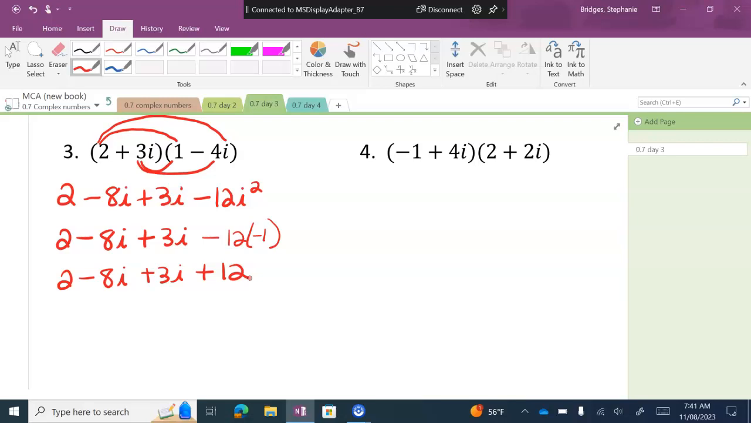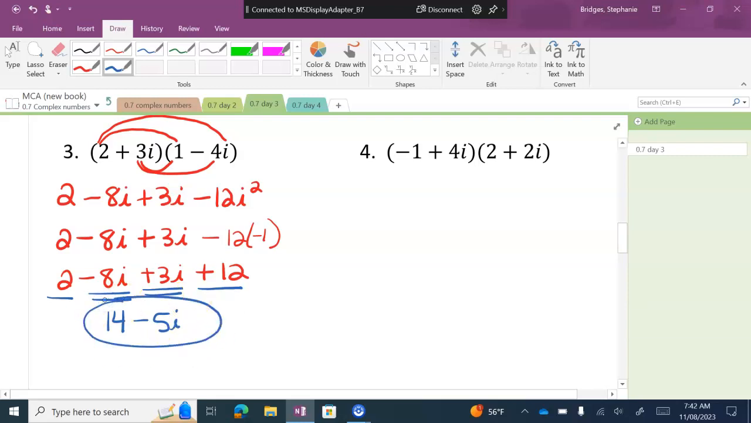And now, just like we did yesterday with the adding and subtracting, we combine our like terms, starting with the 2 that don't have the imaginary. 2 plus 12 is 14. And then the 2 that do have the imaginary, a negative 8i and a positive 3i, is going to be negative 5i. Is there anything else I can do to that?